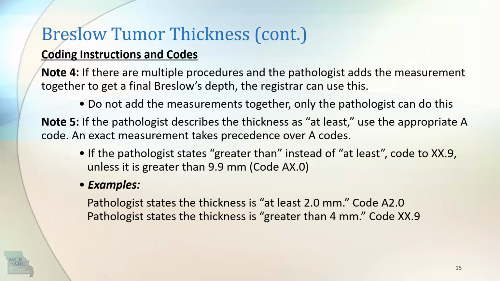Note 5: if the pathologist describes the thickness as at least, use the appropriate A code. An exact measurement takes precedence over A codes. If the pathologist states greater than instead of at least, code to XX.9, unless it is greater than 9.9 millimeters. Then code AX.0.